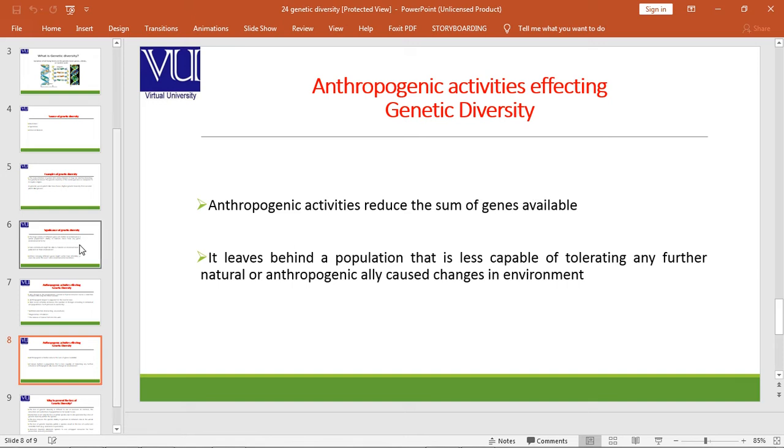Affecting genetic diversity, anthropogenic activities reduce the sum of genetic genes available. It leaves behind a population that is less capable of tolerating any further natural or anthropogenically caused changes in environment.